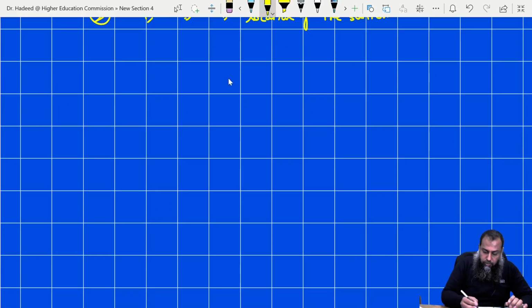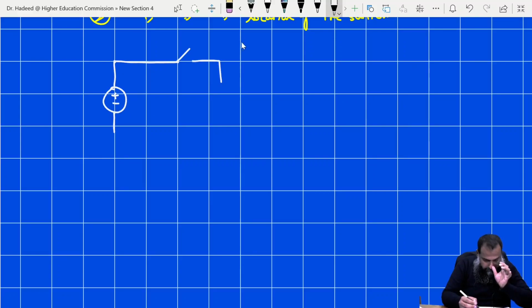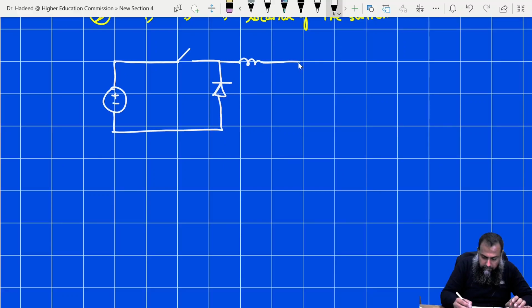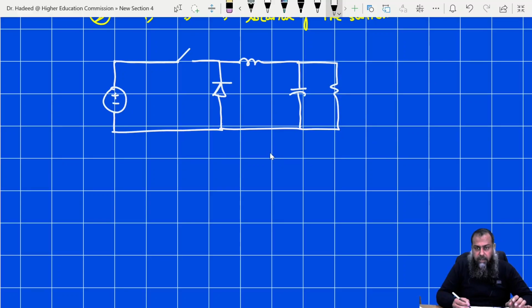So let me draw two circuits. The first circuit is that of a buck converter. So okay, let me draw a generic circuit here. It is that of a buck converter. So this is the complete buck circuit. And the other one is known as a boost converter. Let me draw that as well.